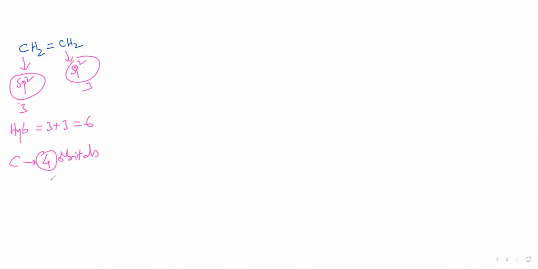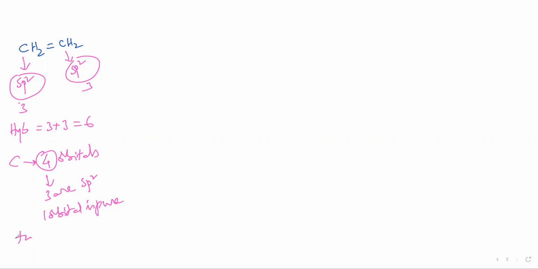Next, CH2=CH2. How can you calculate here? Here carbon is sp2 hybridized, here sp2 hybridized. Total, how many hybrid orbitals here? Here 3, here 3. So hybrid total 3 plus 3, 6. But actually, how many orbitals will carbon have? 4. Out of 4, 3 are sp2 hybridized. That means 1 orbital is pure. Understood? So each carbon is having 1 pure orbital.